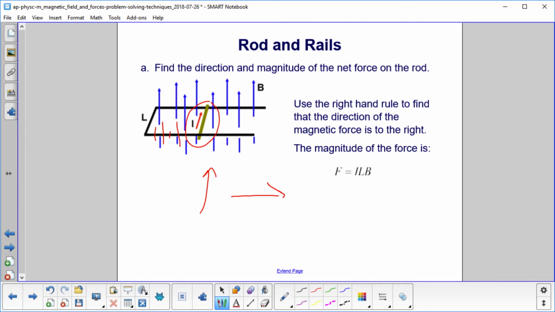So the direction of the net force will be to the right, and the magnitude is IL, we'll just do the vector part, IL cross B. But the direction of the current is perpendicular to the magnetic field, so the magnitude will be ILB sine theta. The sine of 90 is 1. So here we go, that's the answer. All letters because they didn't give us any numbers here.